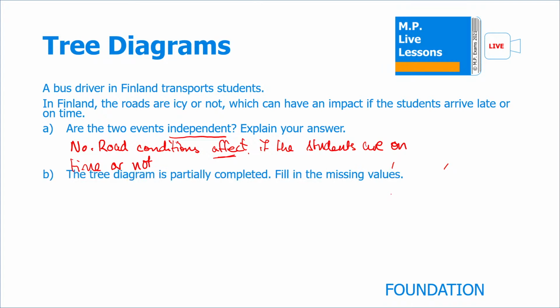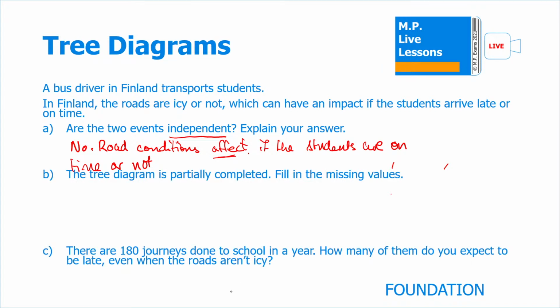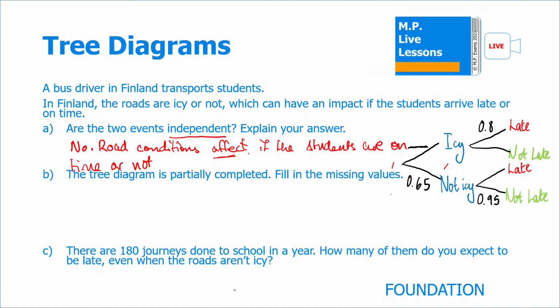So we've got a tree diagram, and we need to fill in missing values, and let's say there are 180 journeys done to school in a year, and how many of them would you expect to be late, even when the roads aren't icy? So for each bit, the probability adds to 1. So this would be 0.35. So for each little branch, this would be its own branch. This would be its own branch. This would also be its own branch.